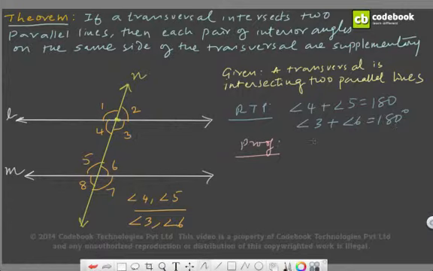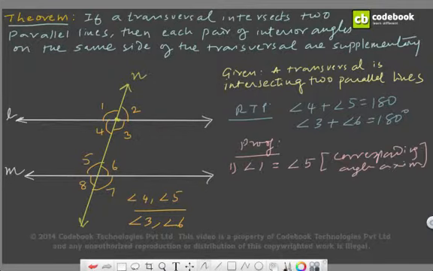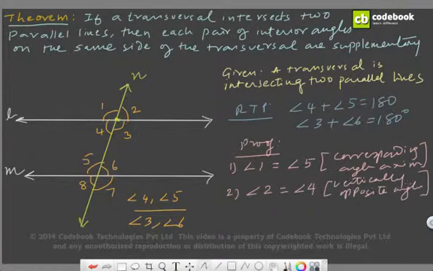So the proof for this theorem goes as follows. First, we know that angle 1 is equal to angle 5 by the corresponding angles axiom. The axiom states that if a transversal is intersecting two parallel lines, then the corresponding angles thus formed are equal. So based on that axiom, we have written angle 1 is equal to angle 5. Similarly, we also know angle 2 is equal to angle 4 by the definition of vertically opposite angles. We also know that angle 1 plus angle 2 is equal to 180 degrees by the linear pair axiom that you have learnt in the previous class.